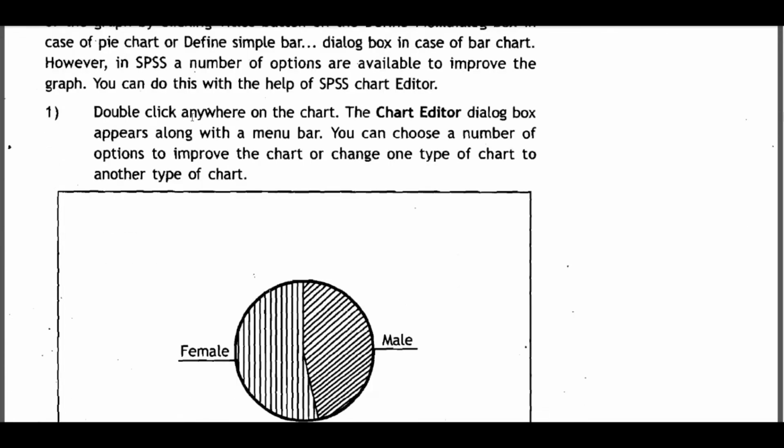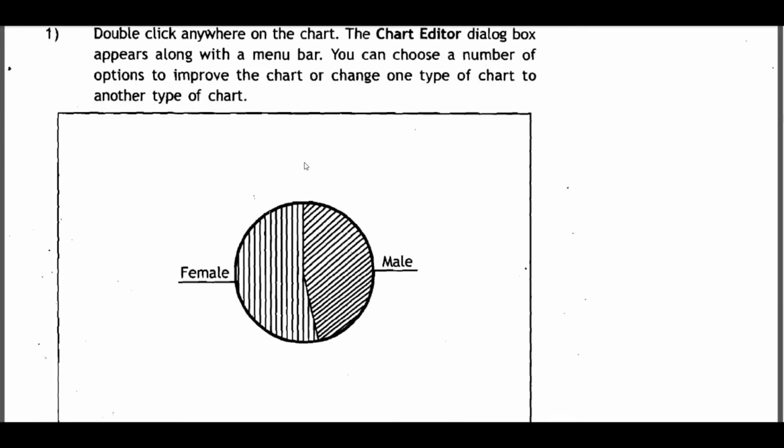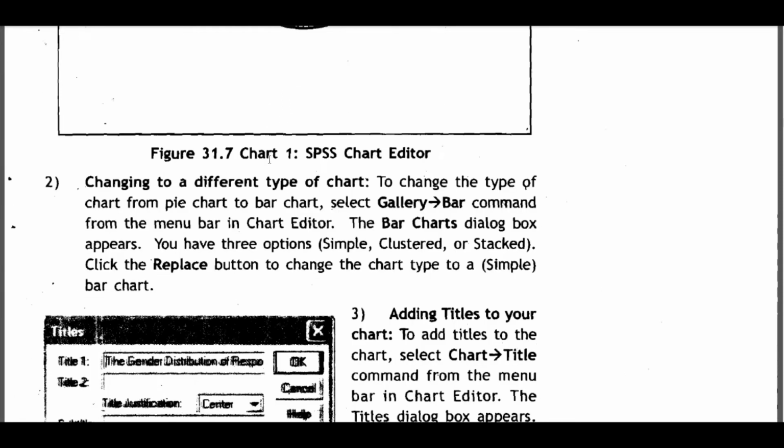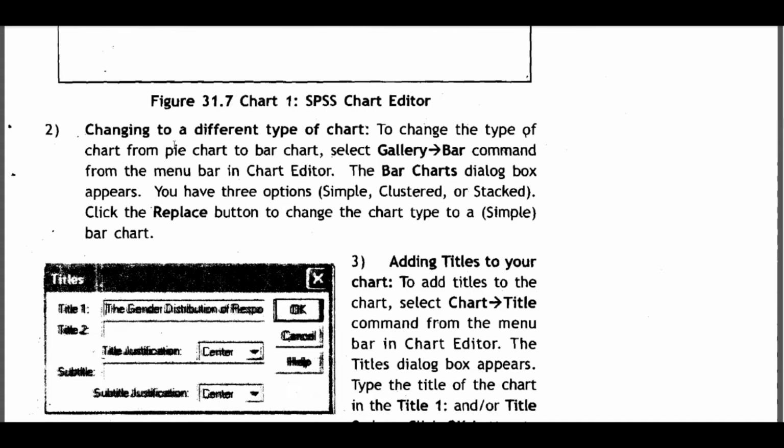Double click anywhere on the chart. The chart editor dialog box appears along with a menu bar. You can choose a number of options to improve the chart or change one type of chart to another type of chart. Figure 31.7, chart 1 is the SPSS chart editor. Changing to a different type of chart: to change the type of chart from pie chart to bar chart, select the gallery bar command from the menu bar in the chart editor.